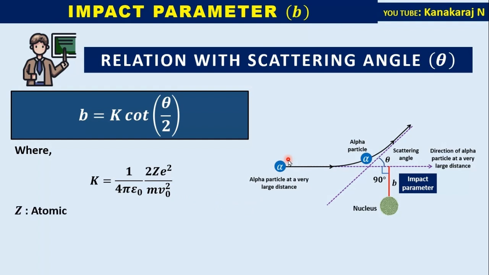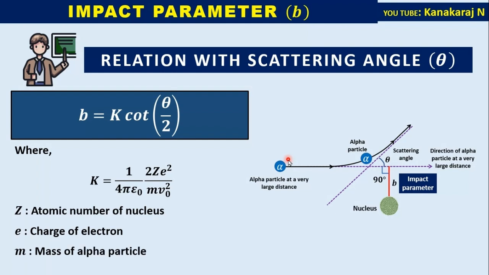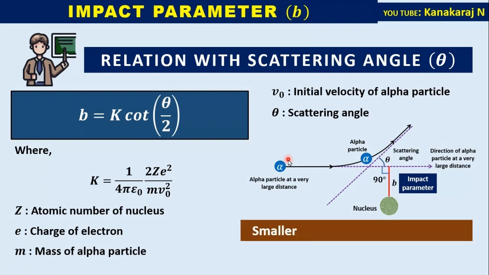Z, the atomic number of the nucleus. E, charge of an electron. M, mass of the alpha particle. V naught, initial velocity of the alpha particle. Theta, scattering angle. Smaller the value of B, larger the scattering angle.